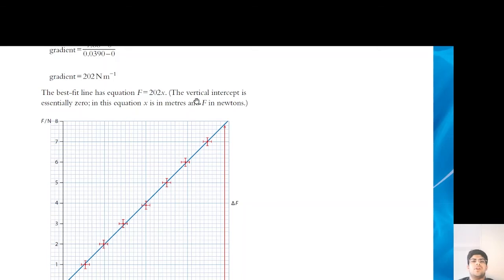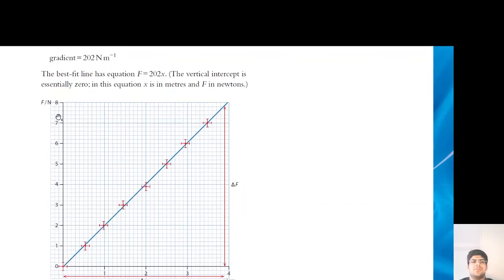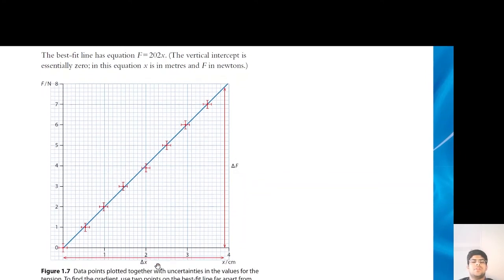The vertical intercept is essentially 0 in this equation. x is in meters and F is in newtons. Force F is the force in newtons and x is the distance in meters.